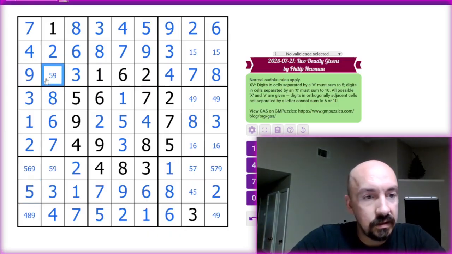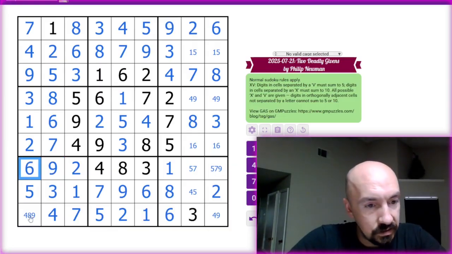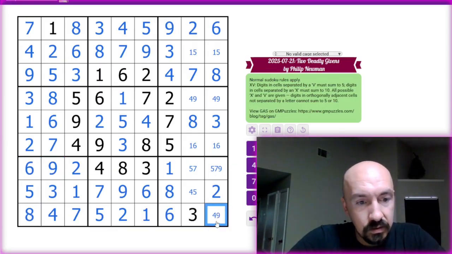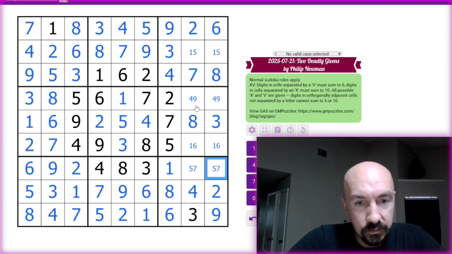So then we have a 9, 5, 9. That's a 6. This will be an 8. That's a 9. So then we have a 4 here. That's a 5, 7 pair. That 4 sees this 9. That's a 9, 4.